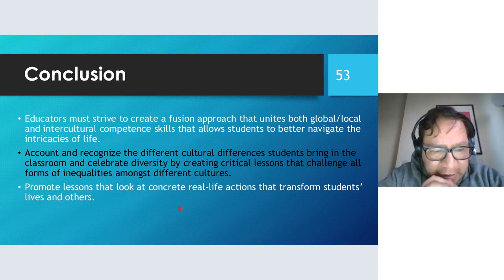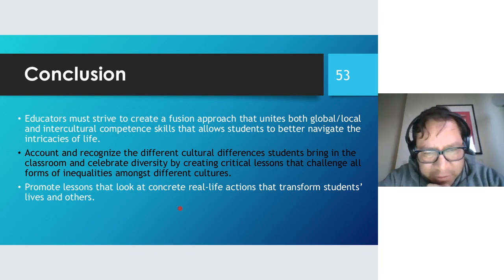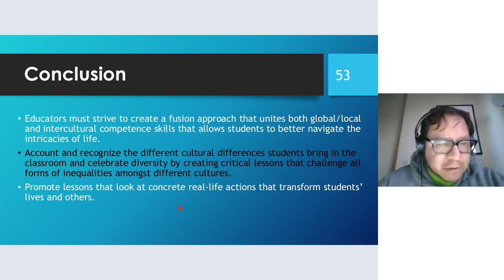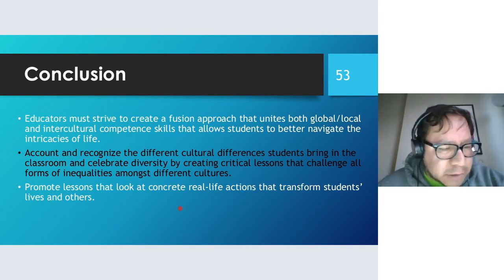The second conclusion that I have is to account for and recognize the different cultural differences students bring into the classrooms and celebrate diversity by creating critical lessons that challenge all forms of inequalities among different cultures. To exemplify this conclusion, in one of the LINC classes that I visited a while ago, I remember many students were complaining because there was this person who, for 2 or 3 days, was stealing their notebooks and their pens, grabbing them and just leaving. So people started complaining until somebody decided to ask this person in their native language what was going on.